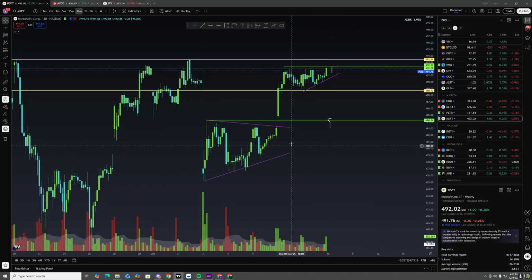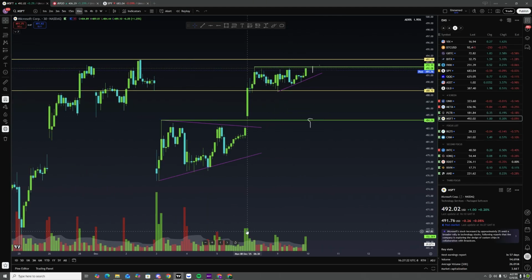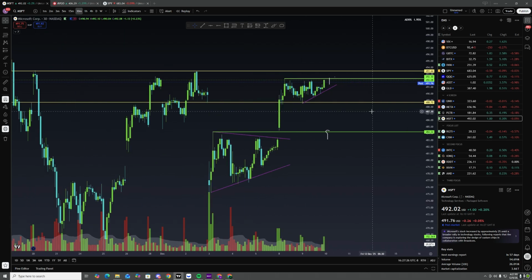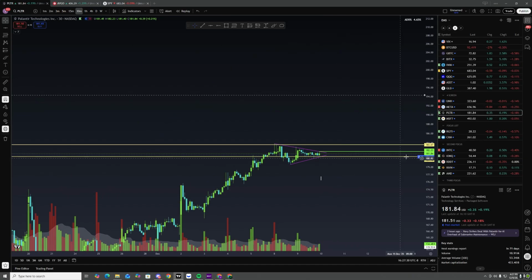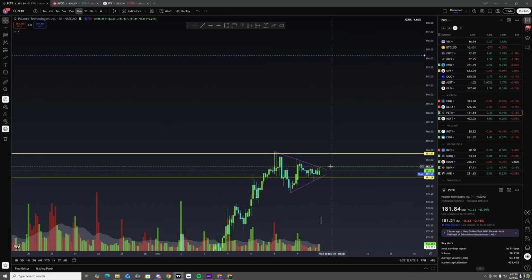Because again, for Microsoft, when we had this move, you see how we had high volume, right? Yeah, that is the surge point. That is our entry, through the resistance with high volume. Okay, very simple.